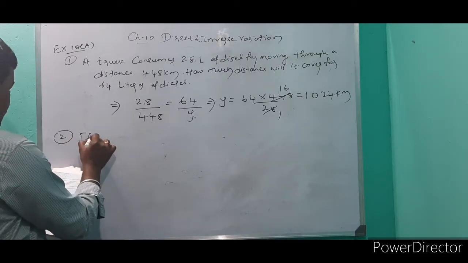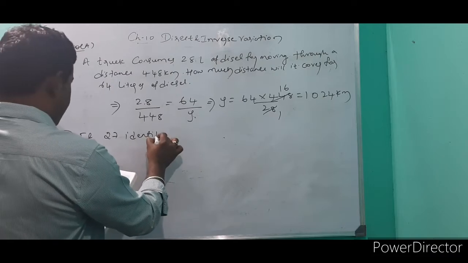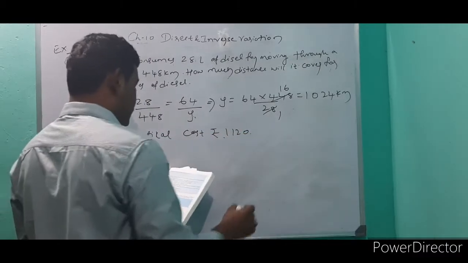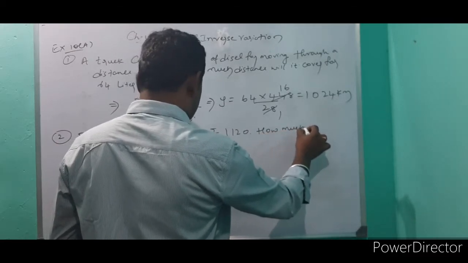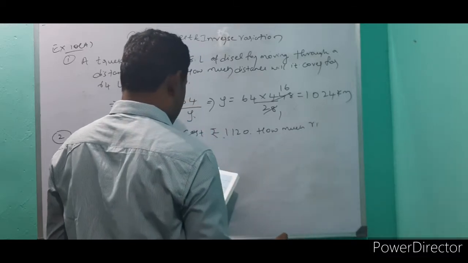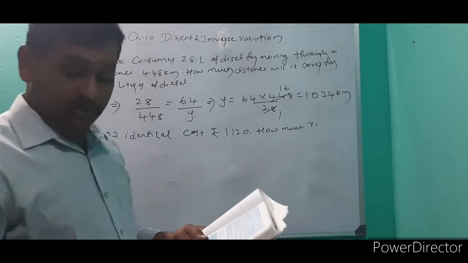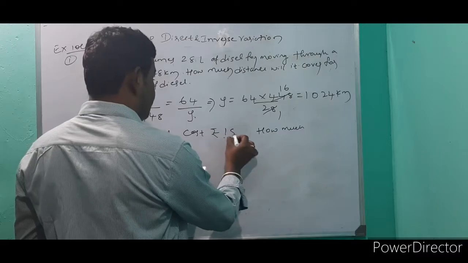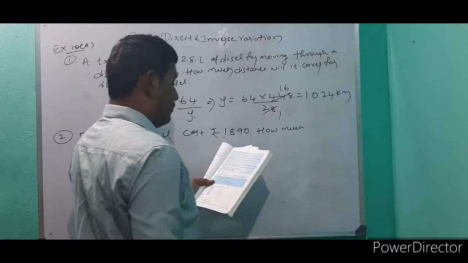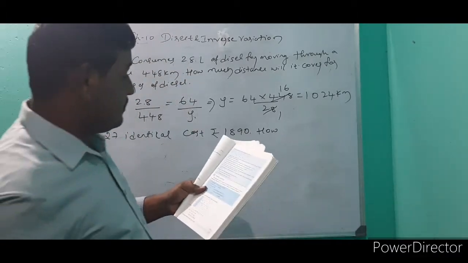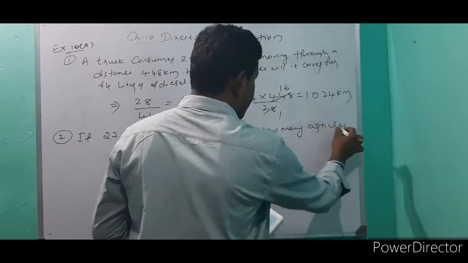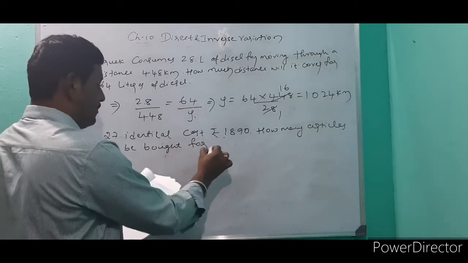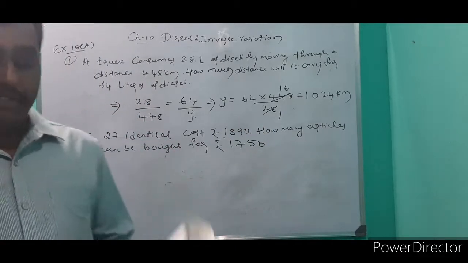If 27 identical articles cost rupees 1890, how many articles can be bought for rupees 1750?